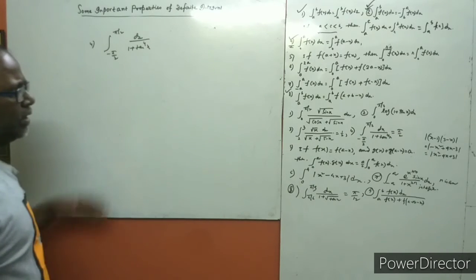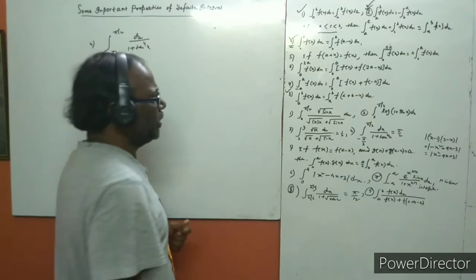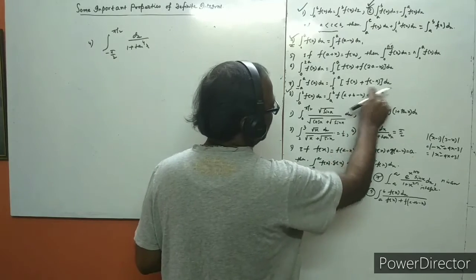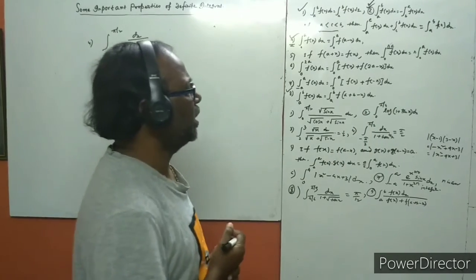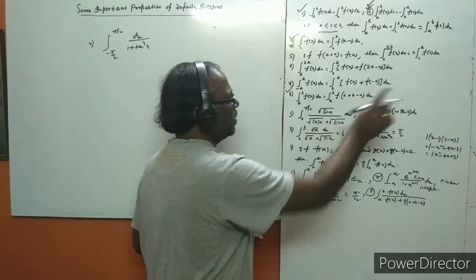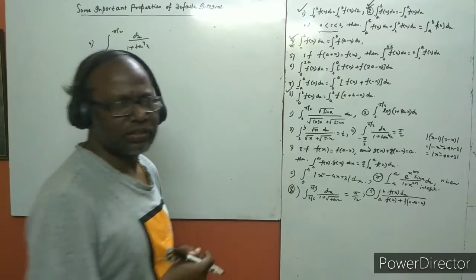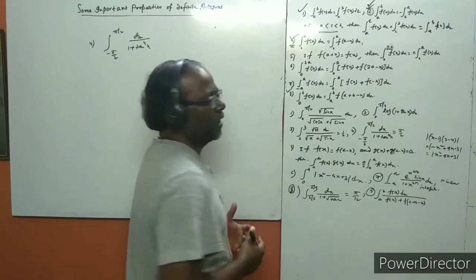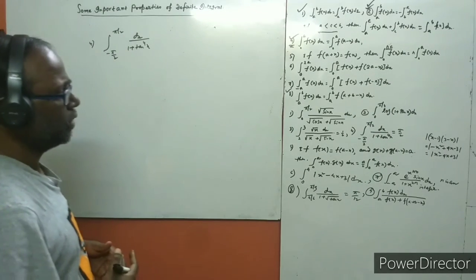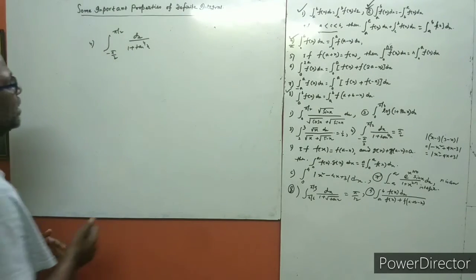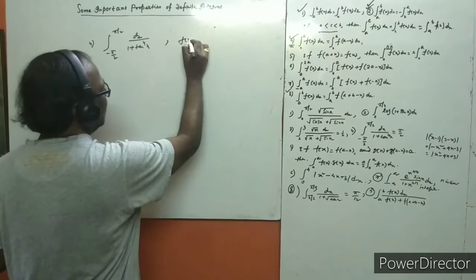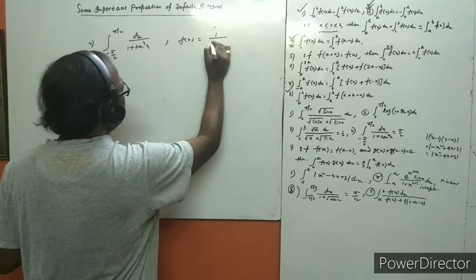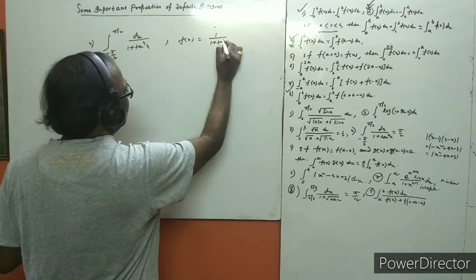In my discussion there was a point: if the function is even, you can write 0 to a, twice f of x dx. If it is odd, then f of minus x means minus f of x, so these cancel out and the result is 0. So now we have to show whether the function f of x is even or odd. Now we have to prove if this is odd or even.